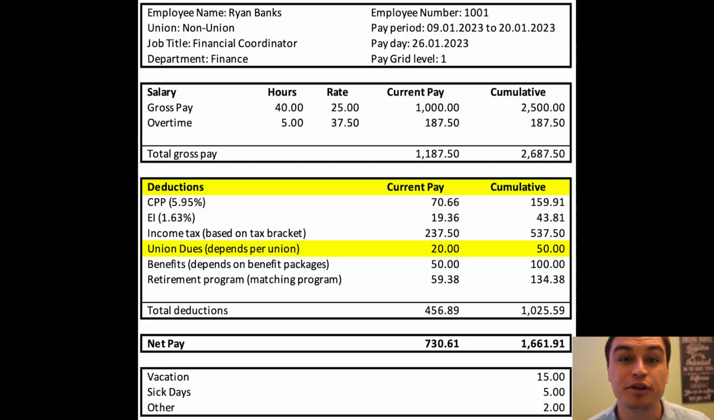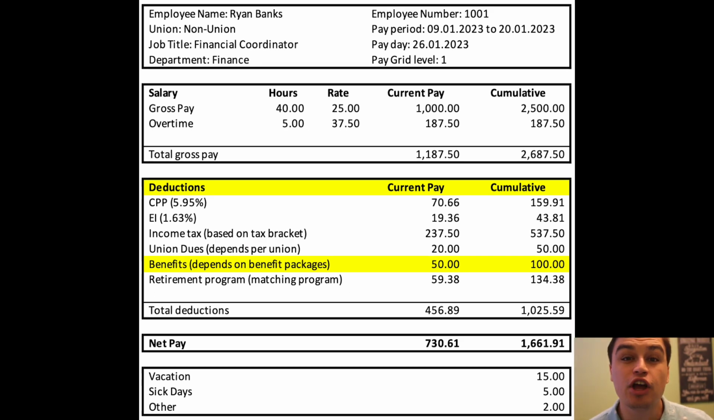Now for the last little bit of deductions left, these are usually case by case depending on which job position and if you're unionized or not. So if you are unionized, you will definitely see that union line, and that amount honestly depends on the union and how much they charge their employees.